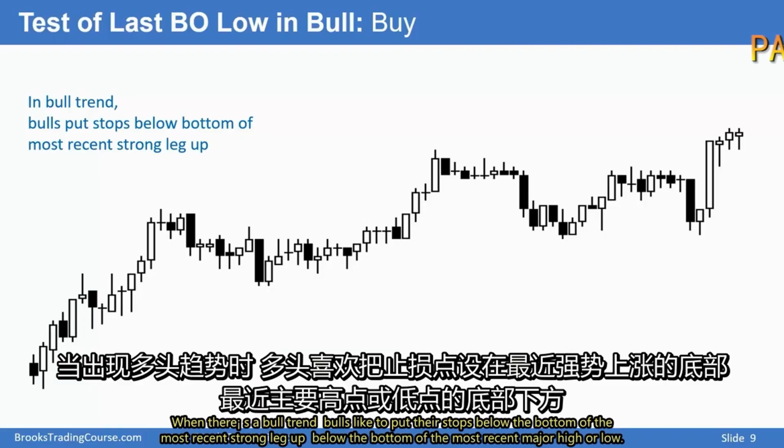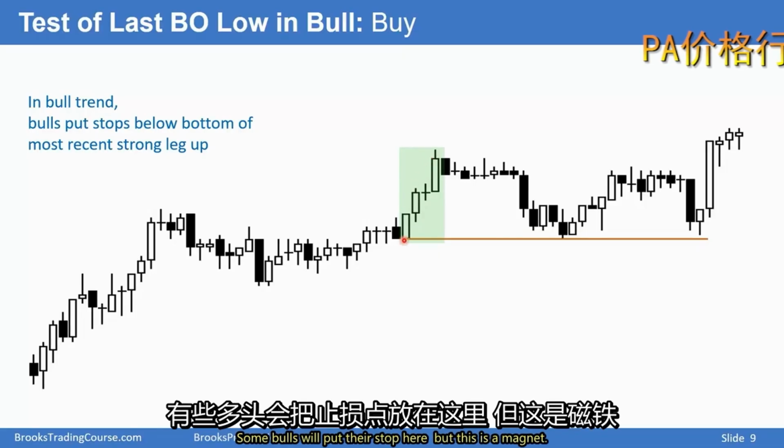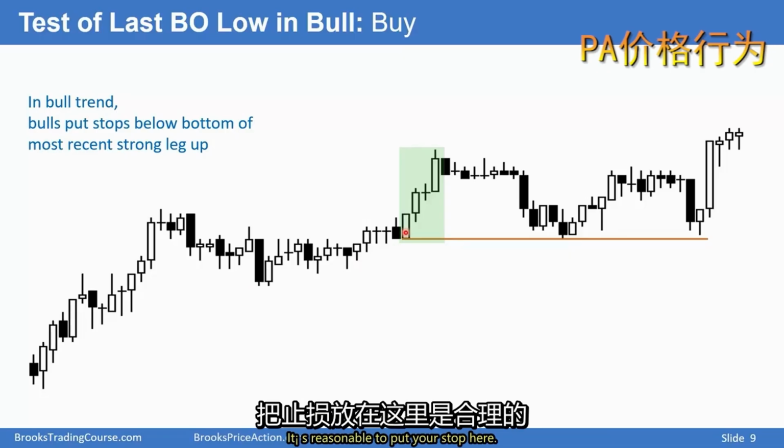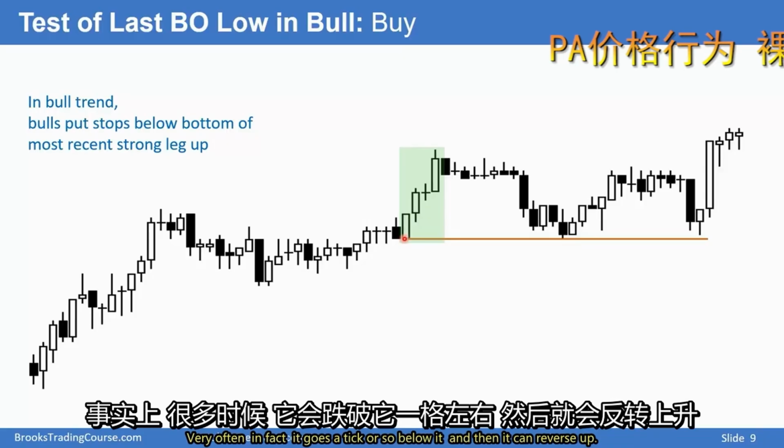When there's a bull trend, bulls like to put their stops below the bottom of the most recent strong leg up, below the bottom of the most recent major higher low. Here we have a buy climax, a breakout. Some bulls will put their stop here, but this is a magnet. I usually use a wider stop down at the bottom of the bull leg. It's reasonable to put your stop here. The market often comes down and tests it. Very often, in fact, it goes a tick or so below it, and then it can reverse up.